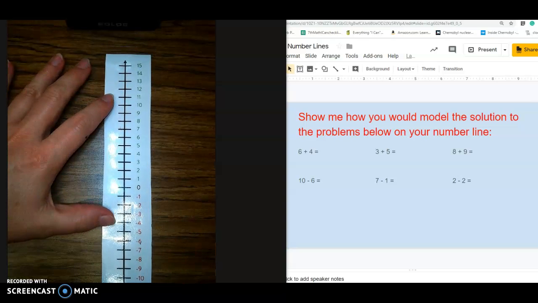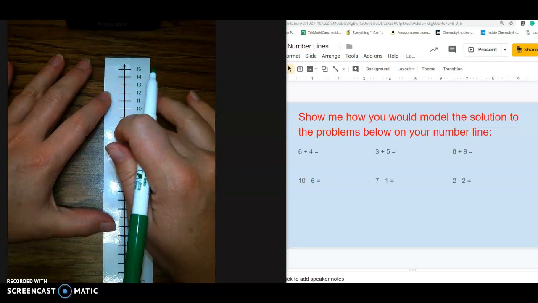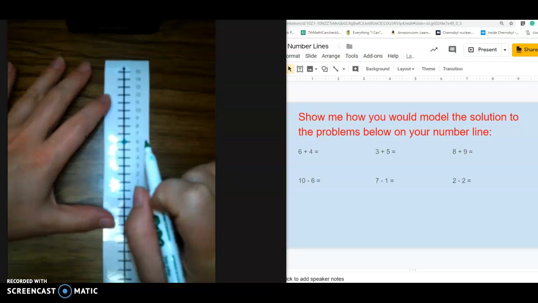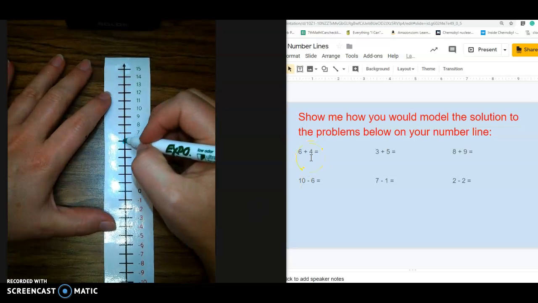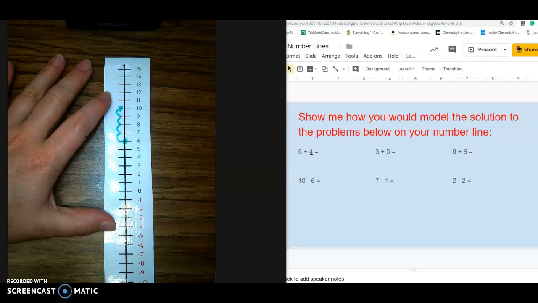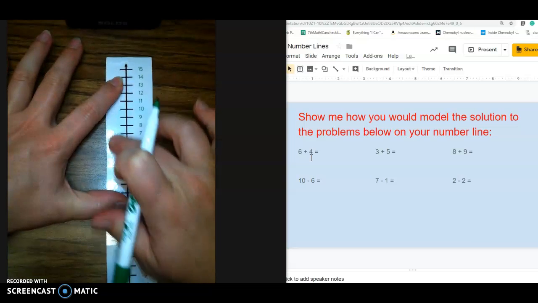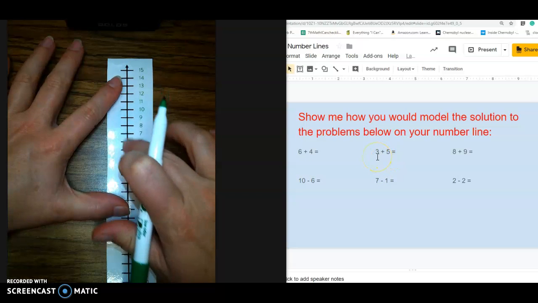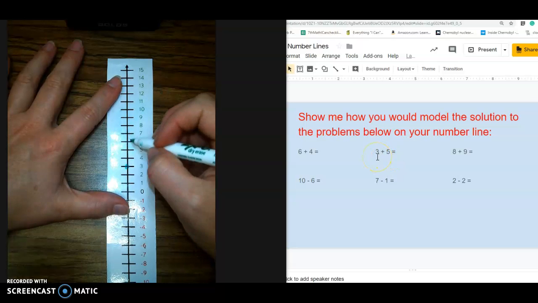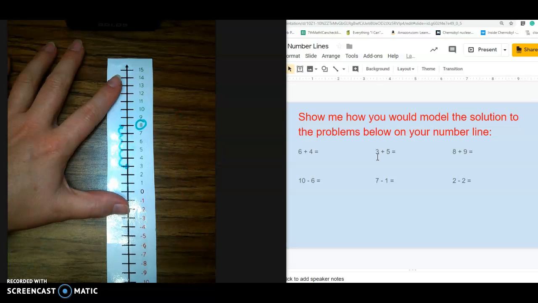So 6 plus 4, we said we would go to the 6 first, and then addition tells me to go up the number line, and this 4 right here tells me to go up 4 spaces, and so my answer is 10. Same thing with the next one. We start at the 3 because we have 3 plus 5. Once again, it's telling me to add, so I know that I'm going up, and I need to go up 5. And so I can see that my answer is indeed 8.